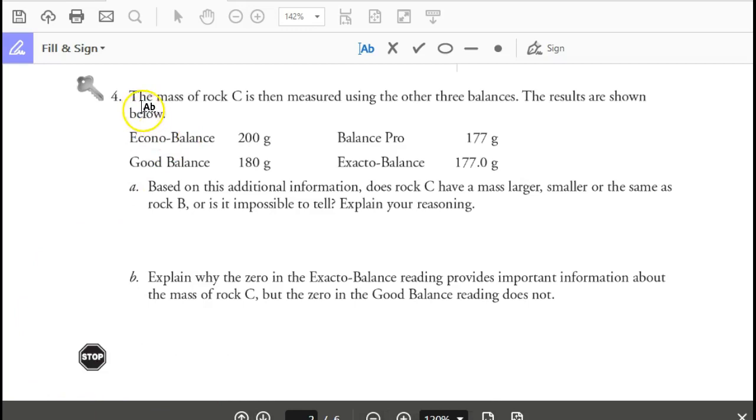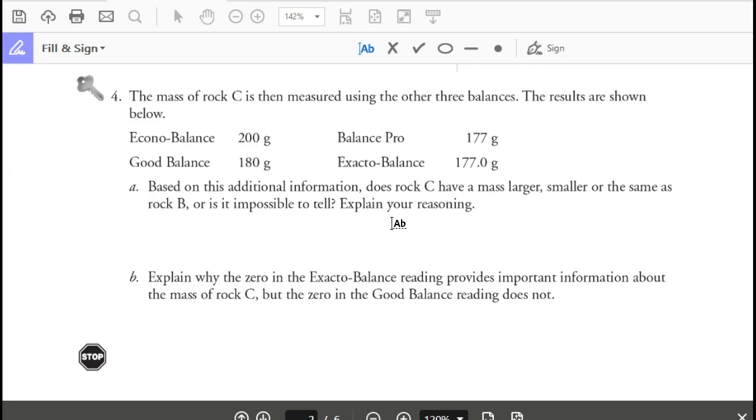Okay, number 4. The mass of rock C is then measured using the other 3 balances. The results are shown below. So the Econo balance read 200, Balance Pro read 177, Good balance read 180, and Exacto balance read 177.0. So A, based on this additional information, does rock C have a larger mass, smaller mass, or same as rock B? Is it impossible to tell? Explain your reasoning.